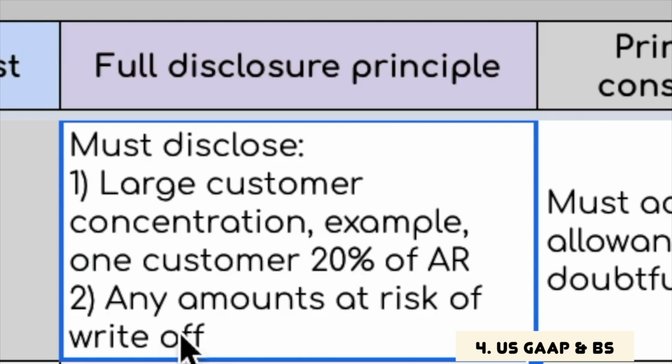The second item here that you will want to disclose is any amounts that are at risk of write-off. So if you know of some of the accounts or some of the invoices that are outstanding that have a good probability or good likelihood of being written off, these are some of the things that you want to disclose as notes to your financial statements.